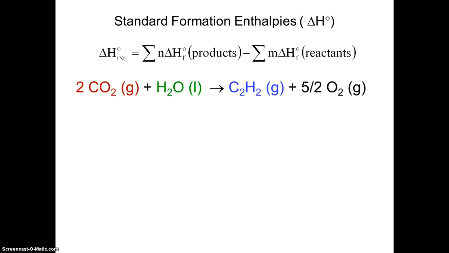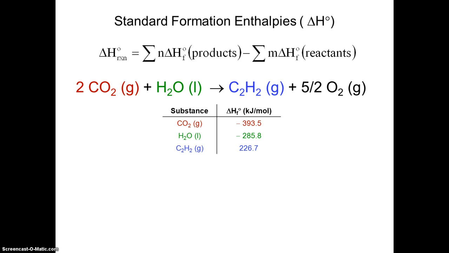Alright, so this is our equation of interest. We're going to take 2 CO2 gas, react it with H2O liquid to make C2H2 gas and 5/2 oxygen. Here's my data table. I know that CO2 gas requires negative 393.5 kilojoules per mole. Releases that much when it's formed. Liquid water releases negative 285.8 kilojoules per mole, and C2H2 gas requires 226.7 kilojoules to form under standard conditions.